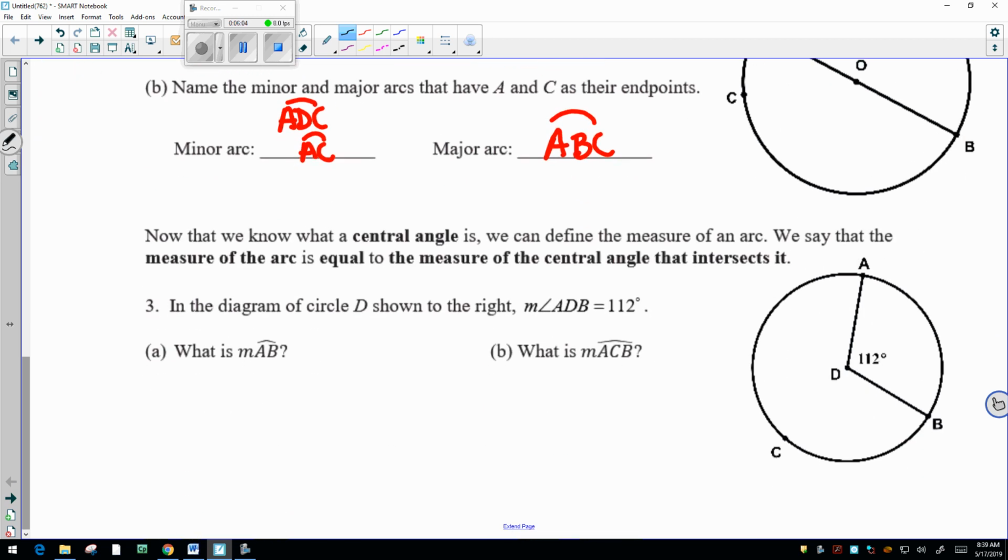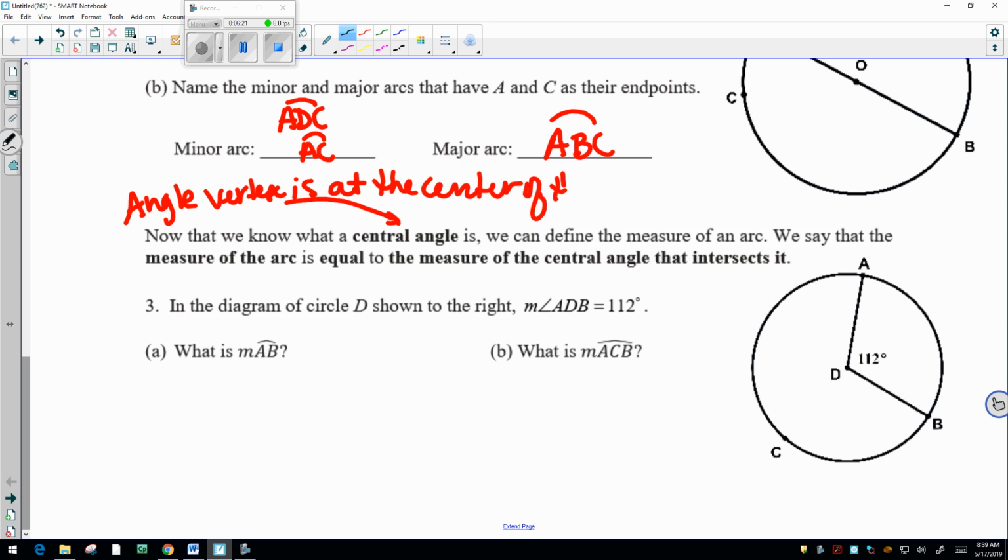Next thing we're going to take a look at is something called a central angle. A central angle is just going to be an angle where the vertex is at the center of the circle. So we know what a central angle is, an angle whose vertex is at the center of the circle. Since I know that, we can then determine the size of the arc that it opens up to.